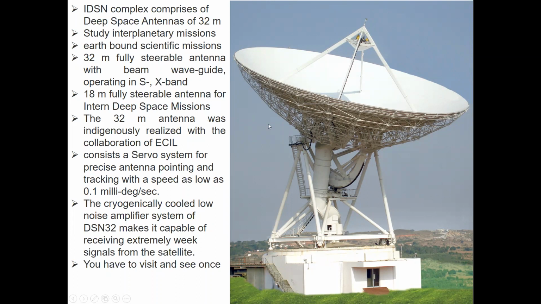This 32-meter antenna is indigenously realized. Indigenously means it was prepared by the scientific community from India. The entire thing was hosted by Electronics Corporation of India Limited, ECIL, from Hyderabad. It consists of a servo system which takes its own decisions and a precise antenna pointing and tracking with a speed as low as 0.1 millidegrees per second. The cryogenic, that is cooled, low noise amplifiers were used here to make it capable of receiving extremely weak signals from the satellites.